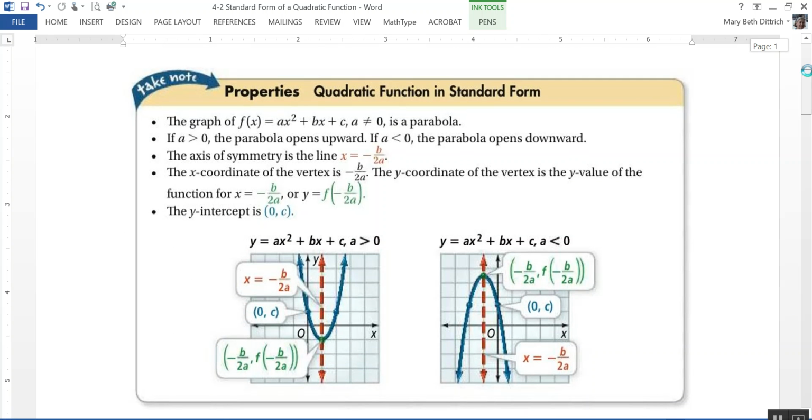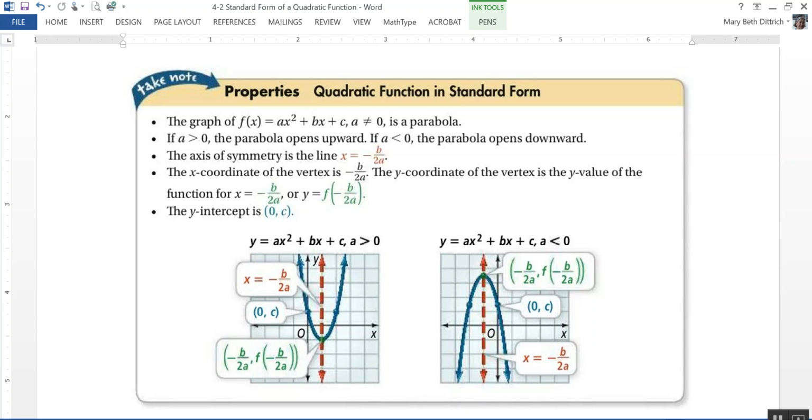So the graph of f of x equals ax squared plus bx plus c is a parabola. If a is positive, the parabola opens upward. If a is negative, the parabola opens downward. The axis of symmetry is the line x equals negative b over 2a. That is also the x-coordinate of the vertex, and the y-coordinate of the vertex is the y value that you get when you plug that number in for x.